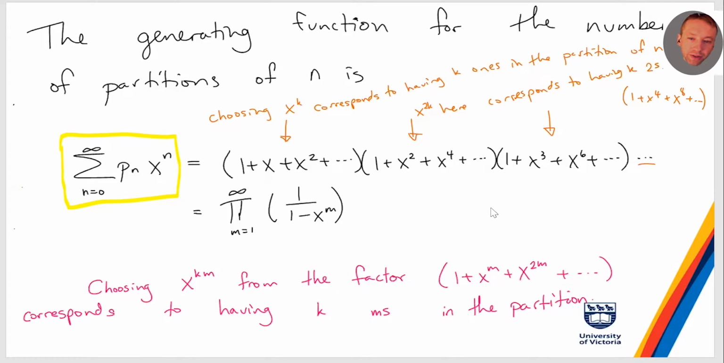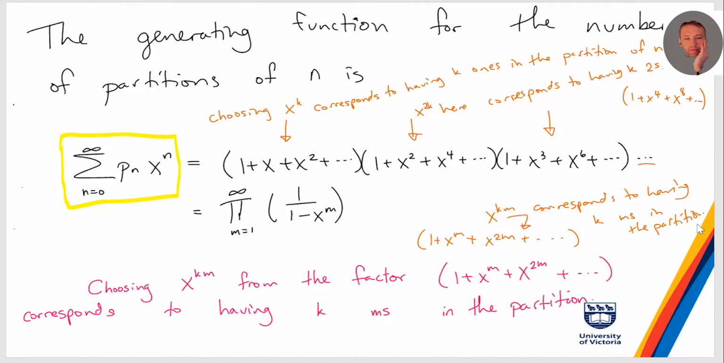And in general, if I choose x to the km from the factor which looks like 1 plus x to the m plus x to the 2m dot dot dot, if I choose x to the km from there, that corresponds to having k m's in the partition. So this takes a little bit of time to wrap your head around, but it's worth thinking this through. I'm not sure there's any more explaining I can do to give you the intuition here, but basically this is the idea. So this gives us this as our generating function for the number of partitions of n.